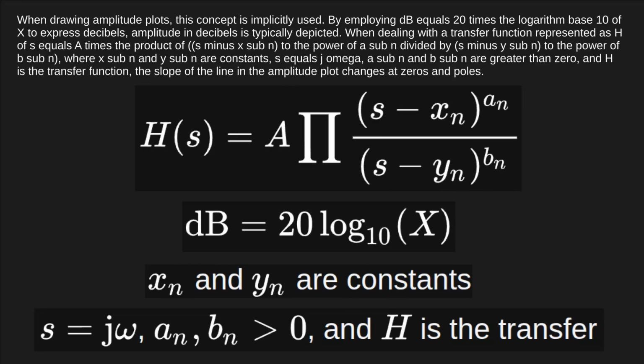depicted. When dealing with a transfer function represented as h of s equals a times the product of s minus x sub n to the power of a sub n divided by s minus y sub n to the power of b sub n, where x sub n and y sub n are constants, s equals j omega, a sub n and b sub n are greater than 0, and h is the transfer function. The slope of the line in the amplitude plot changes at zeros and poles.